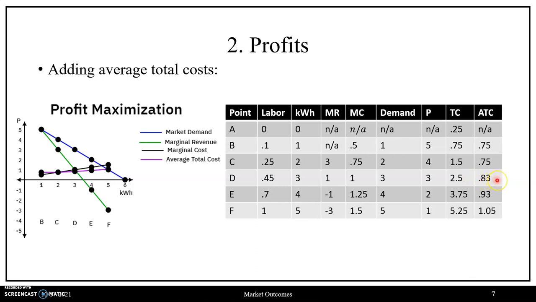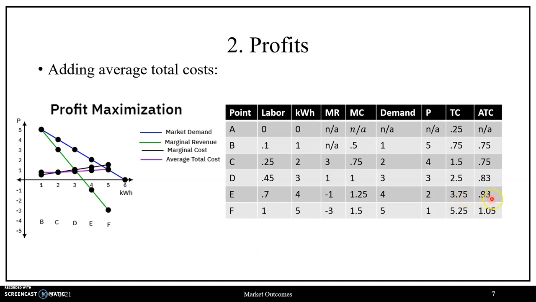$2.50 divided by 3 gives us an average total cost value of 83 cents, such that we generate point D on our profit maximization process with this information. Now moving on to point E, this is when 4 kilowatt hours of electricity is produced. Total cost is going to be $3.75.